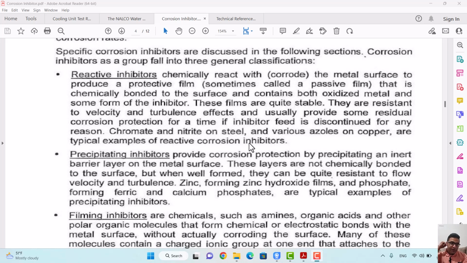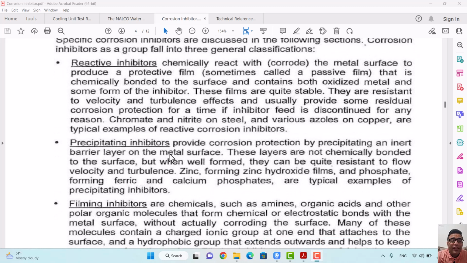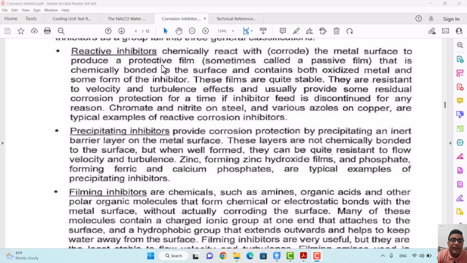So, to summarize what we have learned from different types of inhibitors, and of course, to compare their characteristics: reactive inhibitors chemically react with the metal surface and are chemically bonded to the surface, while precipitating inhibitors provide protection by precipitating an inert barrier layer on the metal surface. These are not chemically bonded like the above, but when well formed they can be quite resistant to flow velocity and turbulence. Typical examples of reactive inhibitors are chromate and nitrite on steel and various azoles on copper. Zinc and phosphate are typical examples of precipitating inhibitors.